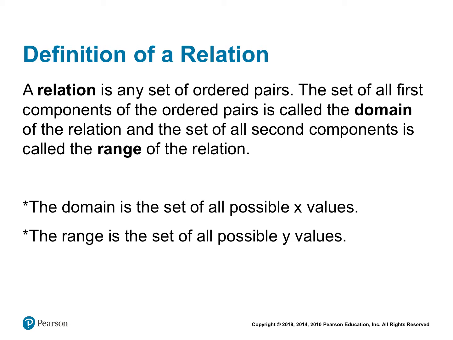So a relation is any set of ordered pairs, and the set of all first components of the ordered pairs is called the domain. And then the second component is the range. So if you think of your x, y coordinate, the domain is the first set of numbers, and the range is the y values, which is the second number in the coordinate pair.